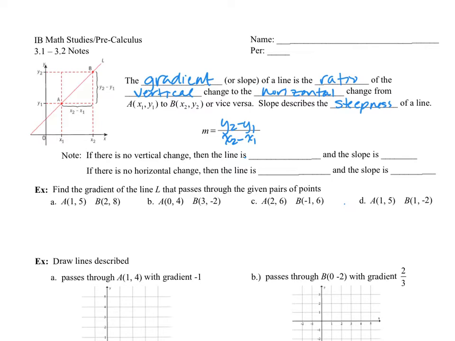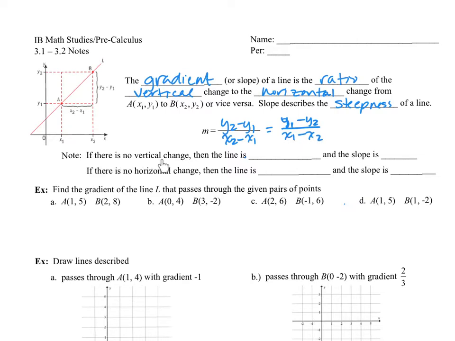So we might want to go ahead and write this another way. You could also find the slope by taking y sub 1 minus y sub 2 over x sub 1 minus x sub 2. So as long as you're consistent from numerator to denominator, it doesn't matter in what order you subtract the x and the y values.